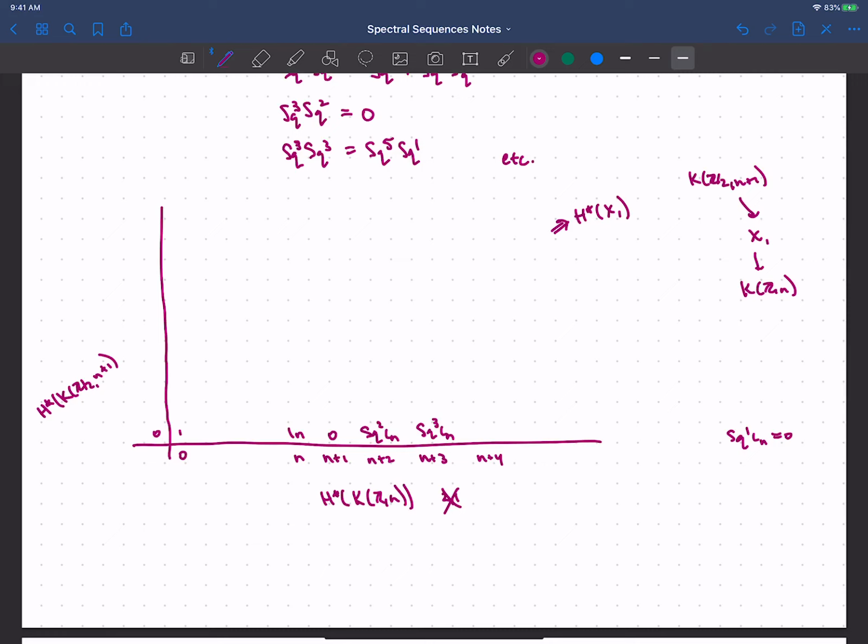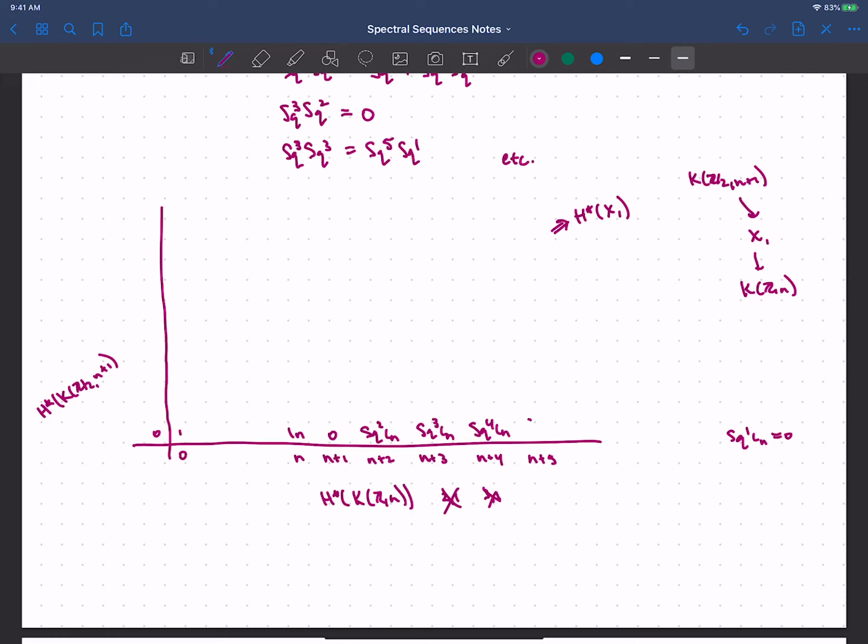In degree n plus 4, I've got Sq^4 ι_n, and I guess I've also got Sq^3 Sq^1, but oh yeah, that ends in 1. I've got Sq^2 Sq^2. Oh, that one's not admissible, so anyway, we're done. Okay, great.